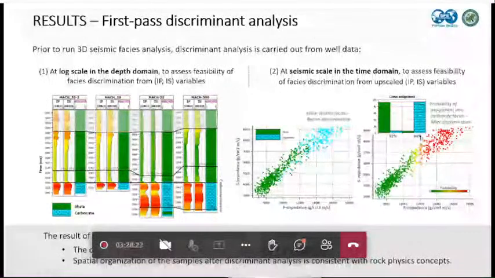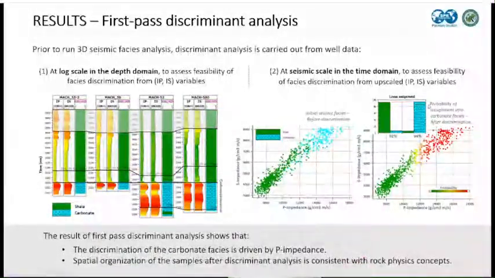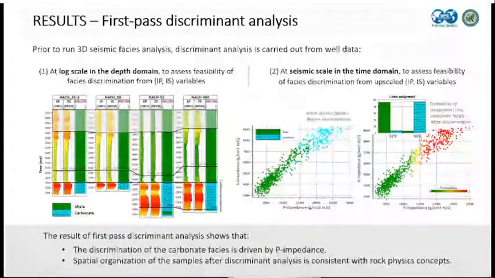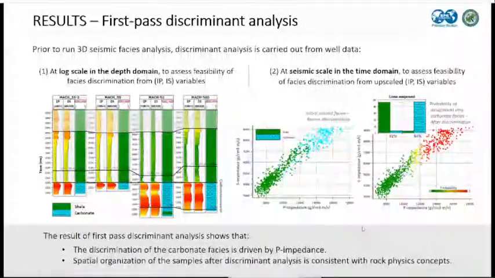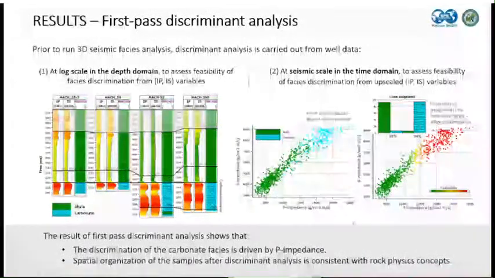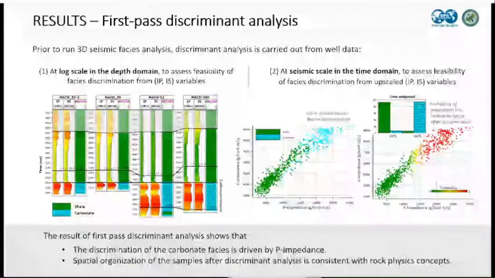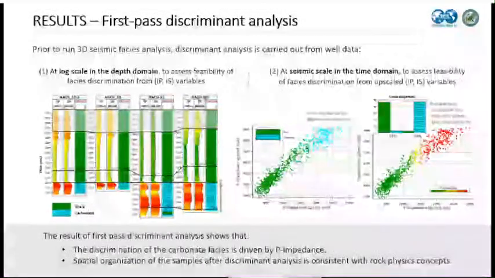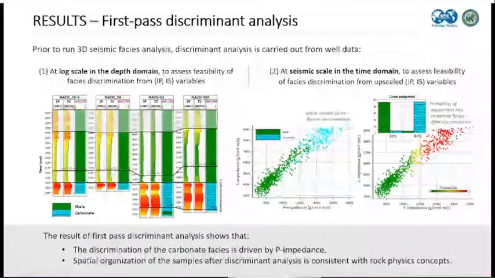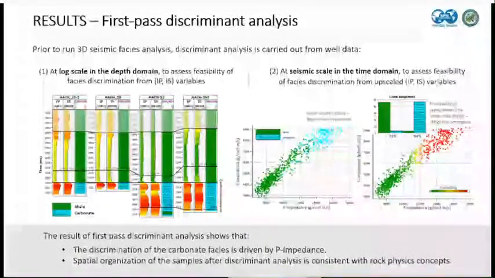The histogram here is the histogram of reassignment, showing that for the carbonate group, actually 94% of the samples were already well assigned in the carbonate group before discrimination, before reassignment. This is what we can see here: before discriminant analysis, the two facies were already well separated. What we can see is that the discrimination of the carbonate facies is clearly driven by the P impedance. And secondly, the spatial organization after discriminant analysis is consistent with rock physics concepts, with the carbonate facies having higher P and S impedance values.